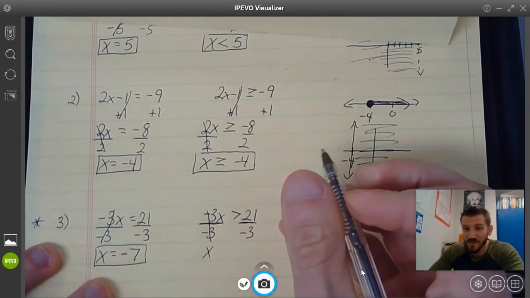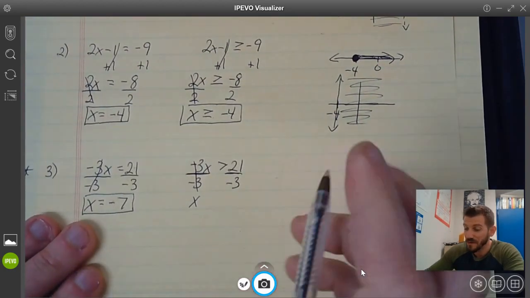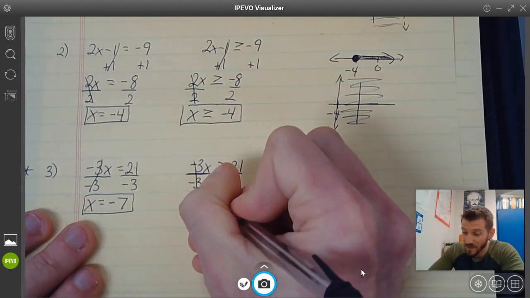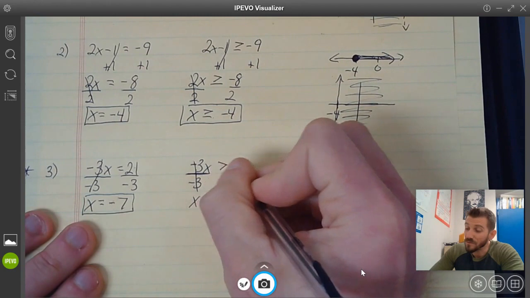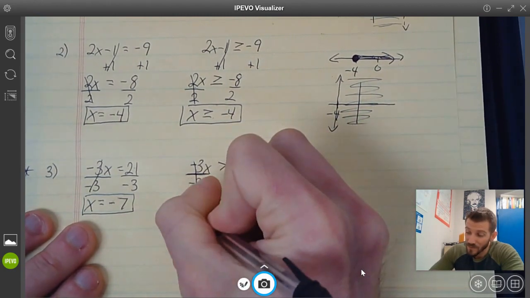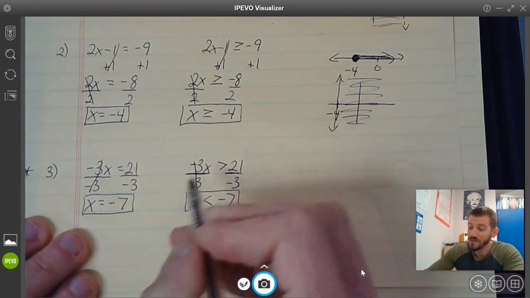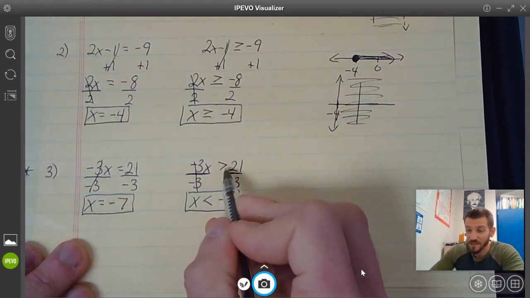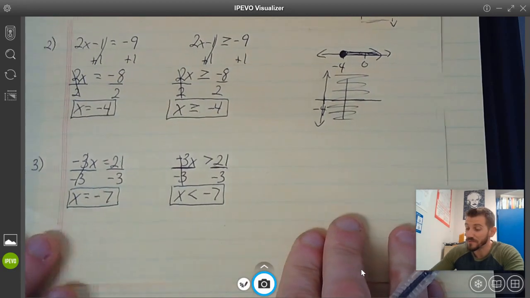This is what most of us miss when we solve these. Everybody misses flipping the sign, so we've got to remember that rule. So it goes from greater than to less than, and this is still negative 7. So notice the difference. There's a sign change as compared to your normal solving.